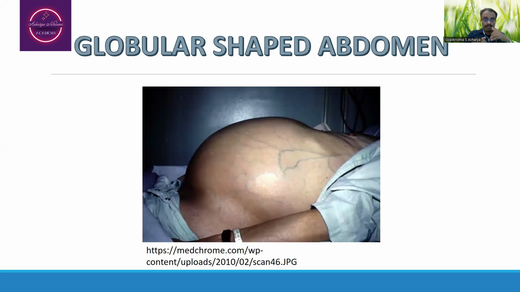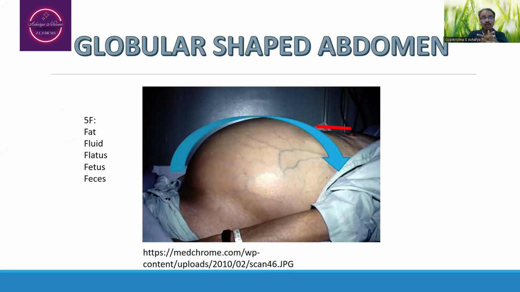Whereas the globular shaped abdomen, when you think about the chest and abdomen, globular means it will be protruded out. So this is the image of the globular shaped abdomen. This may be observed in the conditions of 5F, that is fat, fluid, flatus, fetus, and feces.